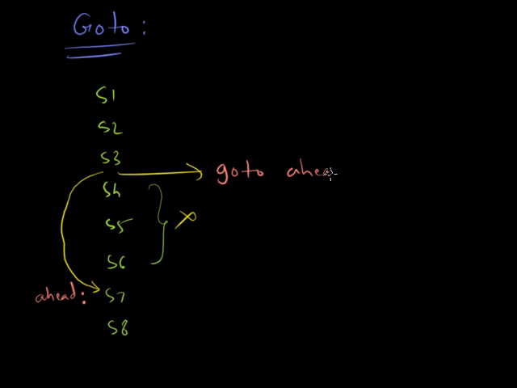So whenever the control goes like this, it executes S1, S2 and S3. Then it encounters goto ahead. Then it searches the whole program for the label named ahead. Wherever it finds it, it jumps the control to the label. And the label points to S7, so it goes ahead by executing S7, S8. So these statements are executed, these are not.